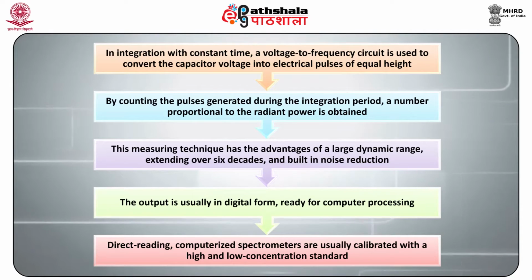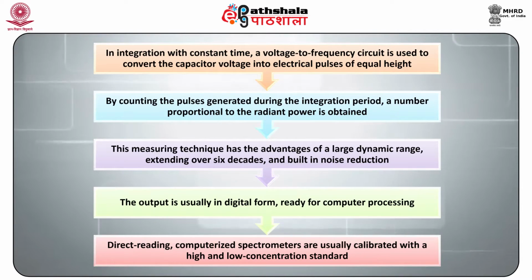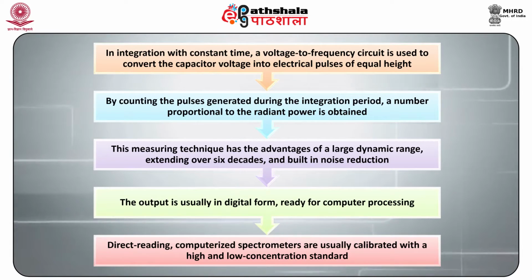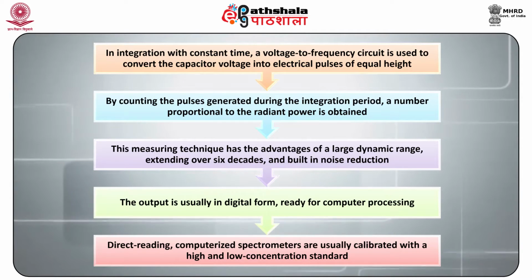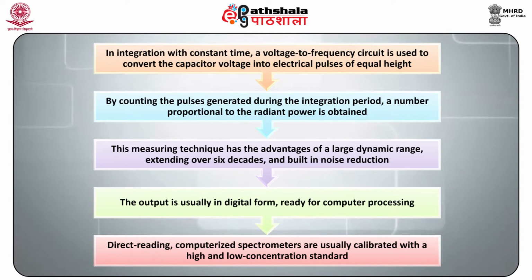In integration with a constant time, a voltage to frequency circuit is used to convert the capacitor voltage into electrical pulses of equal height. By counting the pulses generated during the integration period, a number proportional to the radiant power is obtained. This measuring technique has the advantages of a wide dynamic range, extending over 6 decades, and built-in noise reduction. The output is usually in digital form, ready for computer processing and direct reading.